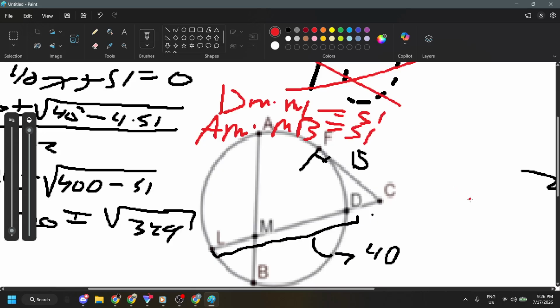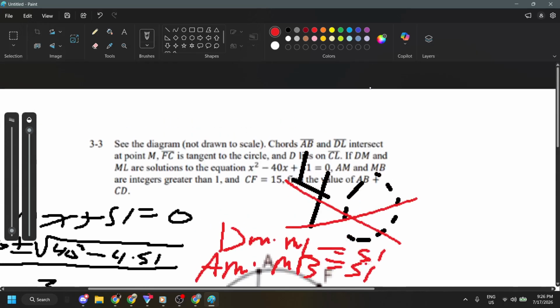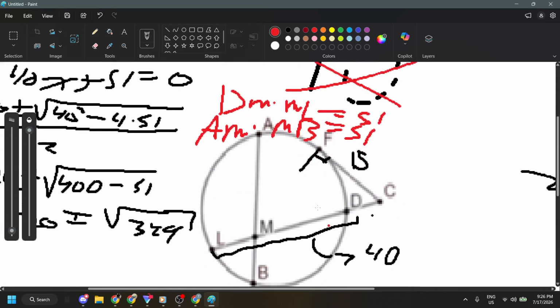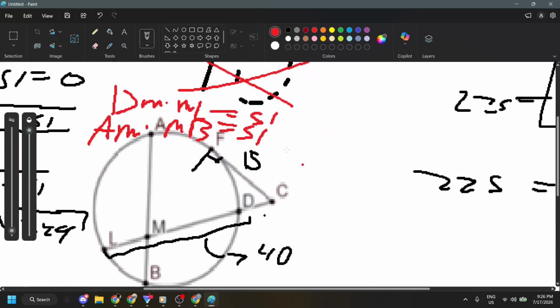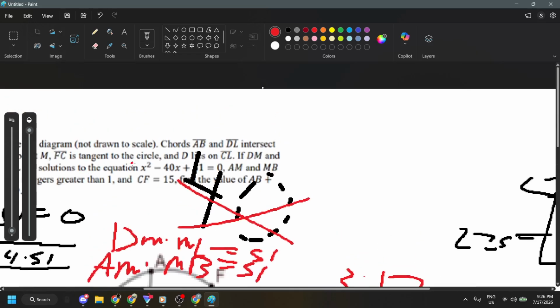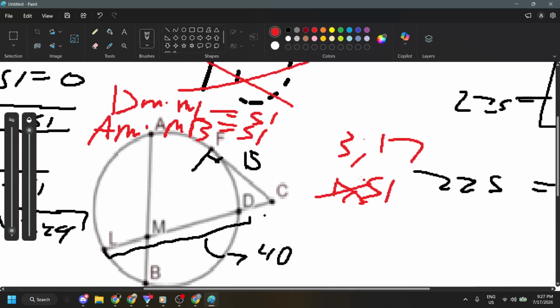I don't know whoever derived this, but God bless you, because I would have never figured this out. I mean, they don't even explain how to get the answers, bro. But then they figured this out because they said, oh, these have to be integers. What are the two integer factors of this? 3 and 17, since it can't be 1 and 51 because they're integers greater than 1. So this is 3, this is 17, so then the sum is equal to 20.